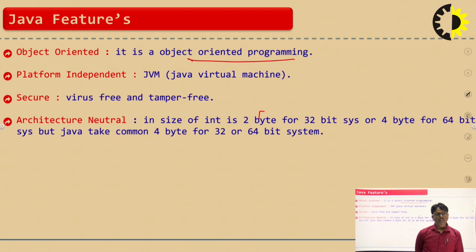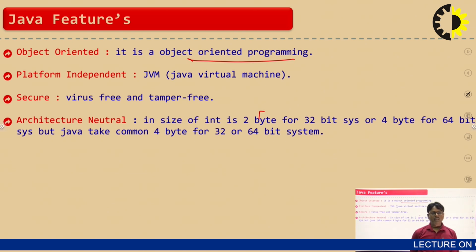Architectural neutral. Why is it architectural neutral? Because all the programming that is being done is finally converted into bytecode, and that bytecode has to be executed by any machine or any platform that is being used by the programmer or by the user. That's why, when it is in byte format, it can be executed anywhere. That's why it is called architectural neutral.